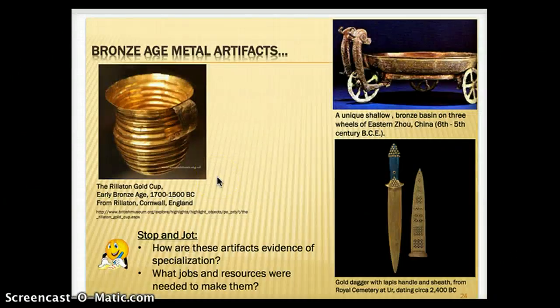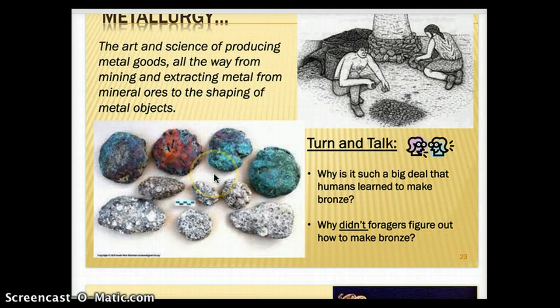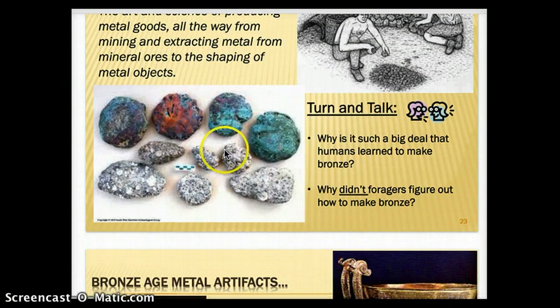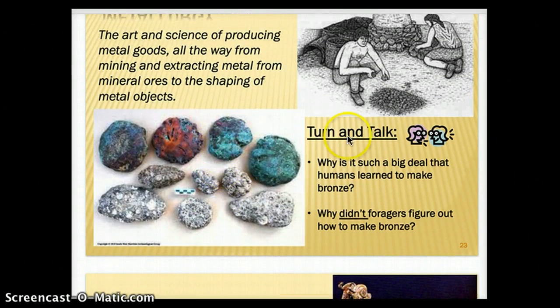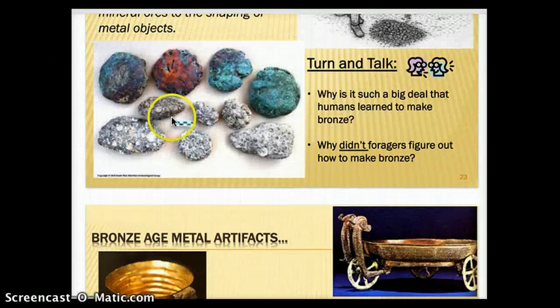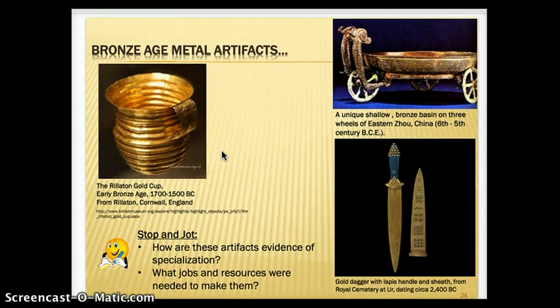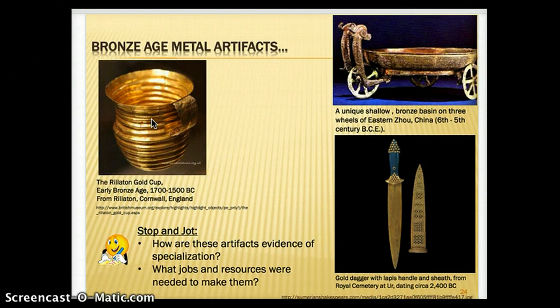Okay, now that you've had a chance to do that first stop and jot, hopefully you started to talk about the resources and jobs that were needed. Initially to start, you've got this mineral ore. Remember, you got the rocks here and you got the ore in them. You got to have someone that knows how to mine it. So you have to dig it out of the ground. You have to get the metal out of it, so that whole kilning process. You have to melt it down and then shape it. And so obviously when you go from this initial product, raw material, to this finished product, you have quite a few jobs in between to do that.